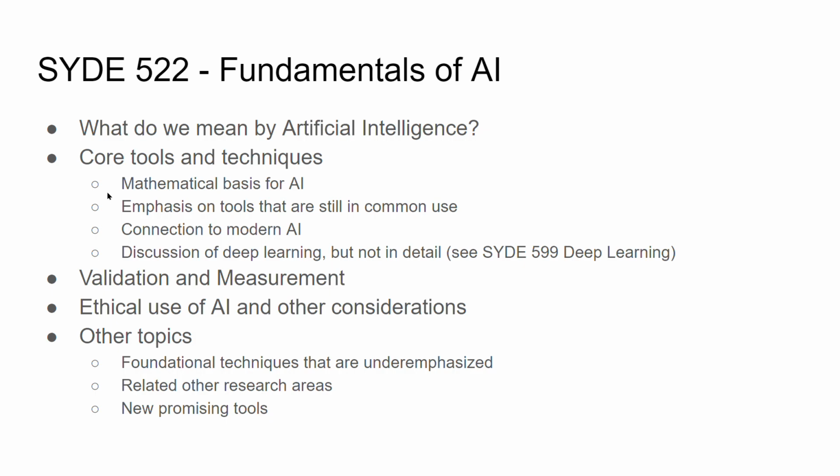There's fads in AI, and people focus on some things and then focus on other things, but we'll attempt to focus on tools that are in common use. Again, I want to have these connections, or how do those tools relate to modern AI techniques, and in particular deep learning. So that's going to be the core chunk of the course, the first half, first 2/3, something like that.